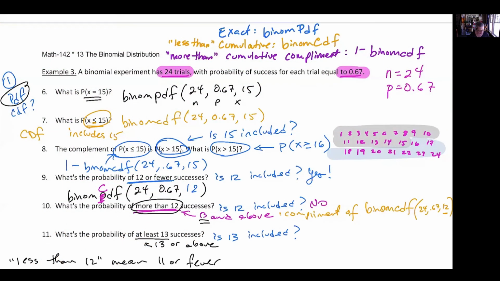What I'm going to have you do then is work on example 4. And again, be careful with the wording, okay? And ask yourself, binompdf or cdf? And if it's a cdf, is that value you're given included or not? Or is it going to be a complement?